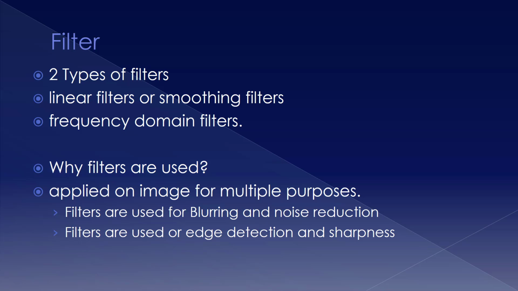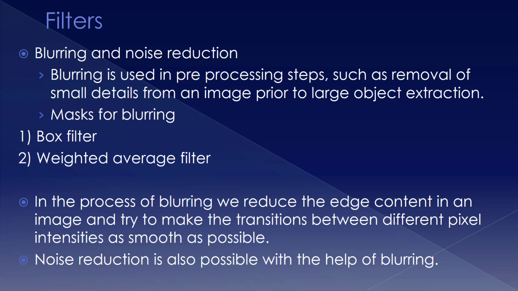So why are filters used? They're applied on an image for multiple purposes. They're used for blurring and noise reduction, and they're also used for edge detection and sharpness. With blurring and noise reduction, blurring is used in pre-processing steps, such as removal of small details from an image prior to large object extraction. Masks are used for blurring. There are 2 types, box filter and weighted average filter.